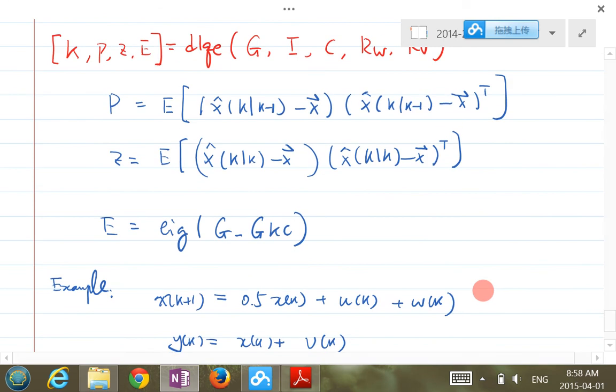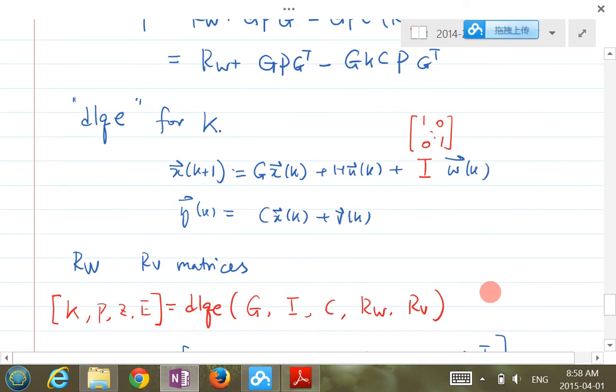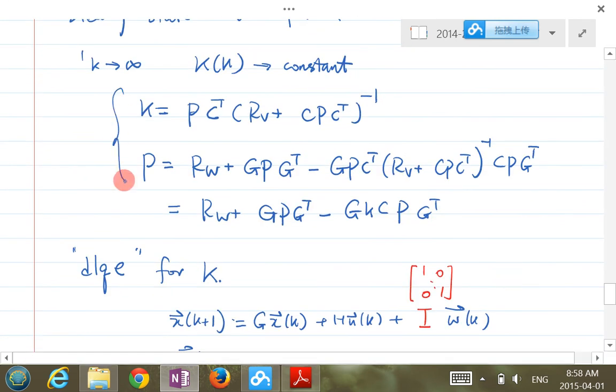We basically make use of these two equations. So for these two equations, how do we make use of that? In order to calculate the K, I need the value of P, right? I need the steady value of the P. So we probably need to calculate the P first.